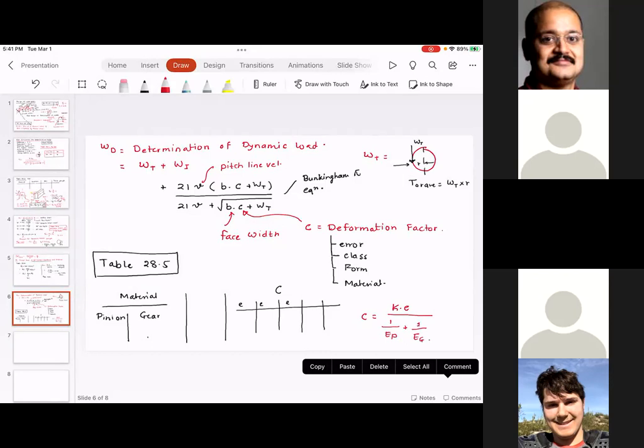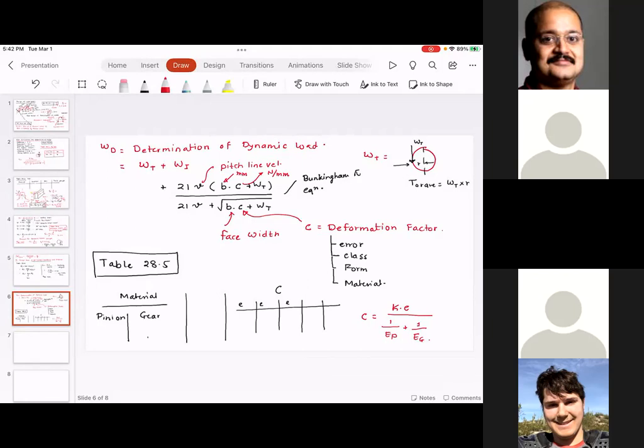So WD is nothing but the dynamic load, and dynamic load is the summation of tangential load WT plus intermittent load. And intermittent load is computed with this equation. But I just want to tell you one important part in this big equation. This B is the face width, given in millimeters. This value of C is given in Newton per millimeter. So at the end of the day, the product of B times C is going to give you newtons.